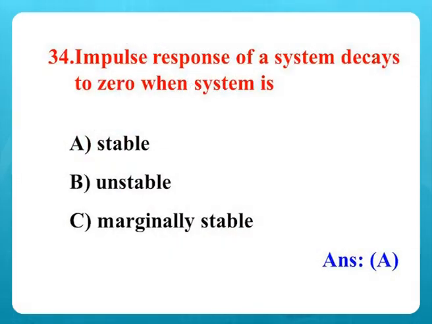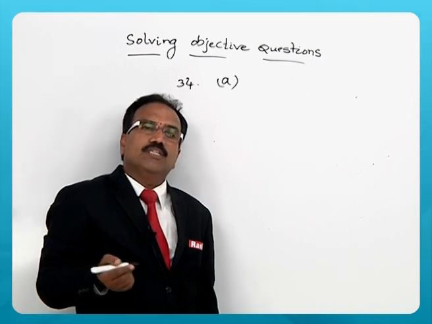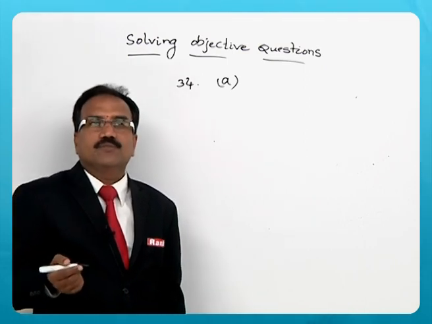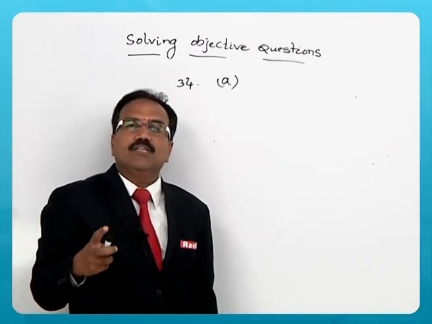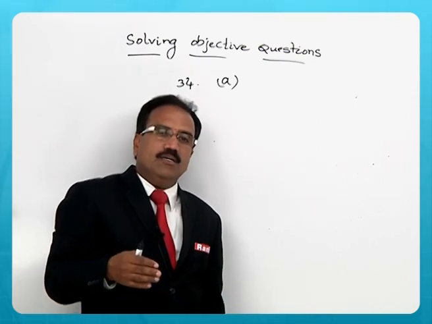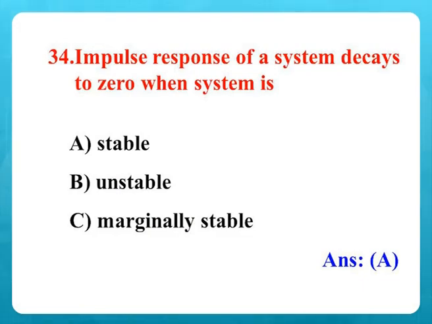If impulse response of the system will have sustained oscillations, then we say it is a marginally stable system. If it is not decaying to 0, but it is increasing exponentially, then it is an unstable system. So that way impulse response will be the reference for any system to be defined whether it is stable or unstable or marginally stable. So option A is the right answer, because for a good system impulse response must decay as early as possible.